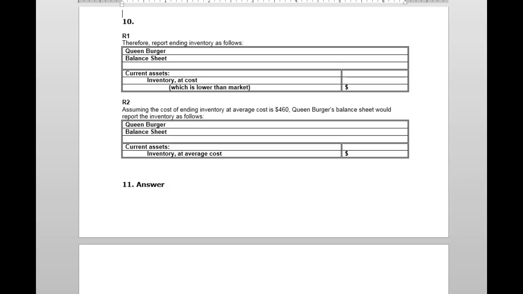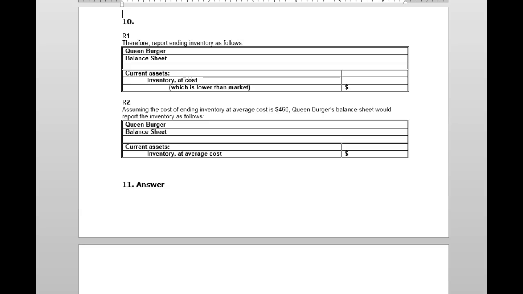This is just a little bit of a play on quick thinking. This company, Queen Burger, uses the lower of cost or market. Their accountant finds out that the inventory they have is worth $515. It's already on the books at $460. And then they ask you what adjusting entry you would make.